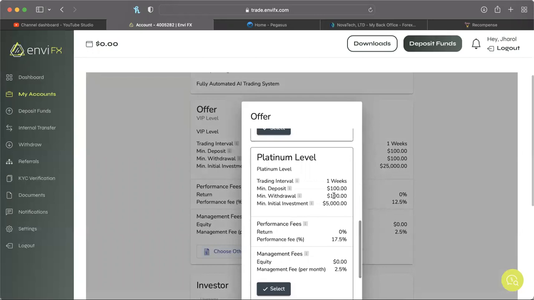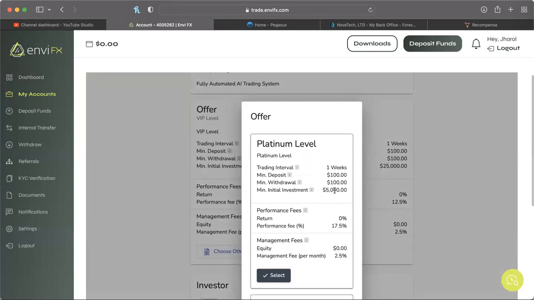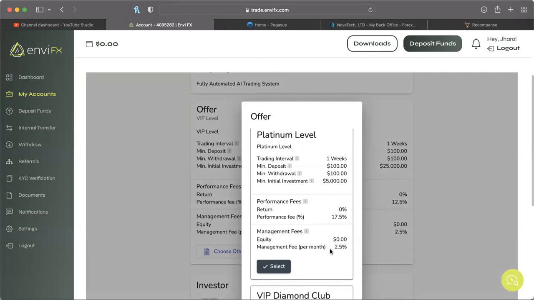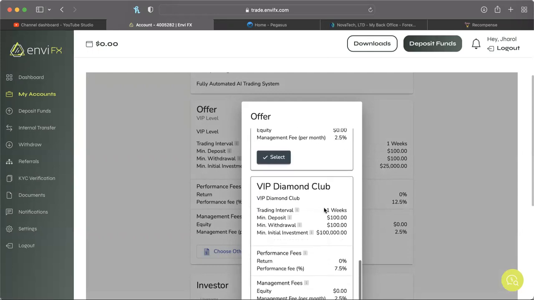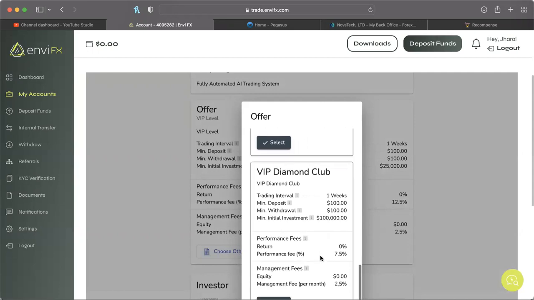Then they have a platinum level. This is the level that I got in on. $5,000 initial investment. They're going to take 17.5% in performance fees. Minimum withdrawal is $100, so if I ever want to withdraw from this PAMM account, I can do it as long as I have $100. Then they have the VIP Diamond Club, which I believe they most recently added for those big timers that want to put in over $100,000. Your performance fee is only 7.5%. So they're rewarding the people with a lower performance fee if they help make this account healthy and put in that capital.